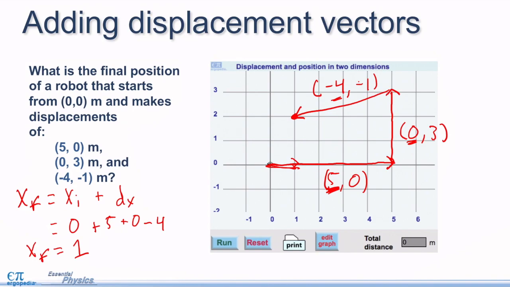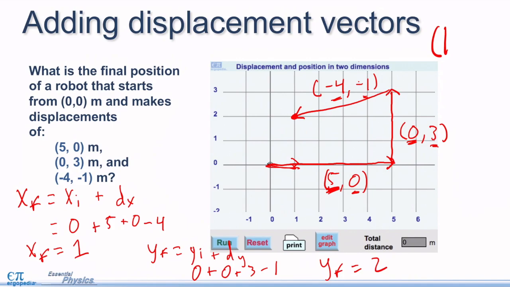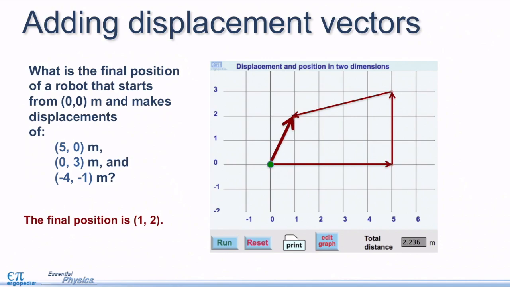We can do the same thing for y. So y final equals y initial plus displacement in the y direction. Initially y is also 0. Then we have +0 plus 3 minus 1. So y final should equal 2. This means our final coordinates should be 1, 2. And again, we can double check this on the graph, and they are 1, 2. Again, just confirmation that our final position is 1, 2.